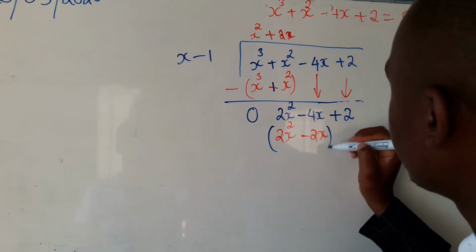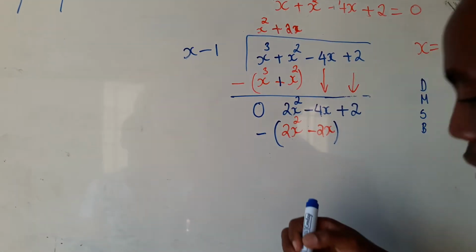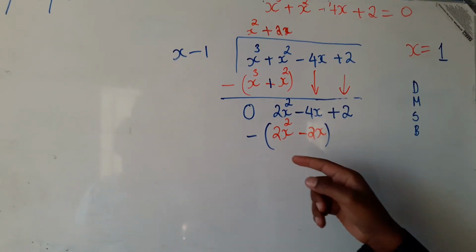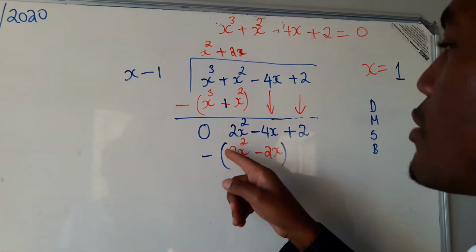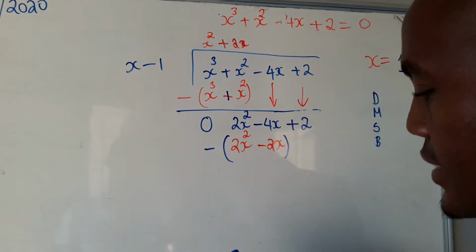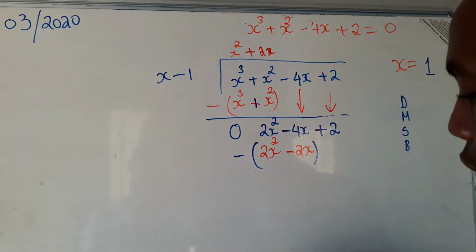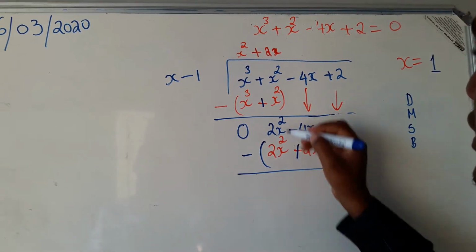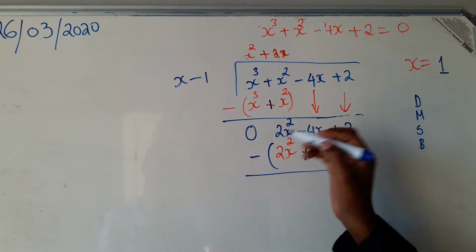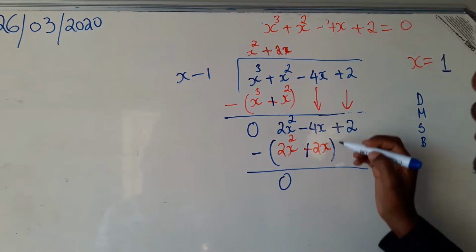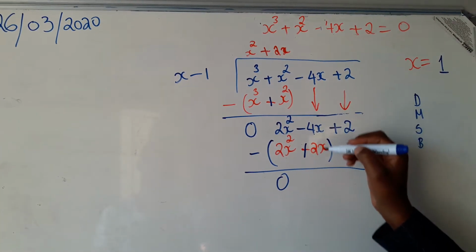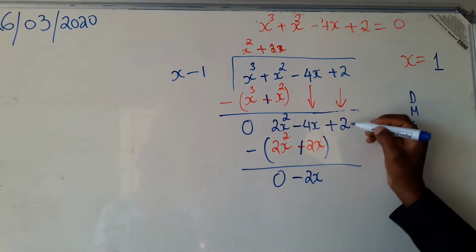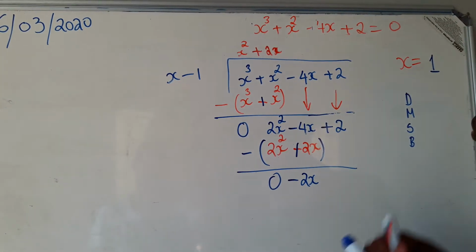We can then subtract. Now as we're going to subtract, this minus will affect the minus that is inside. And here we're going to have a negative 2x. And then this becomes a plus 2x. Subtracting this, 2x minus 2x is 0. And minus 4x plus 2x is negative 2x. And then we bring down this plus 2.